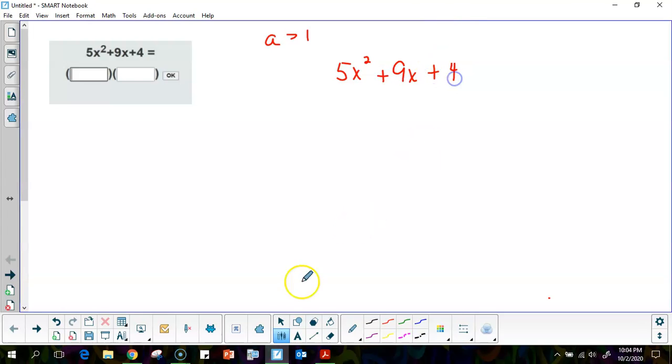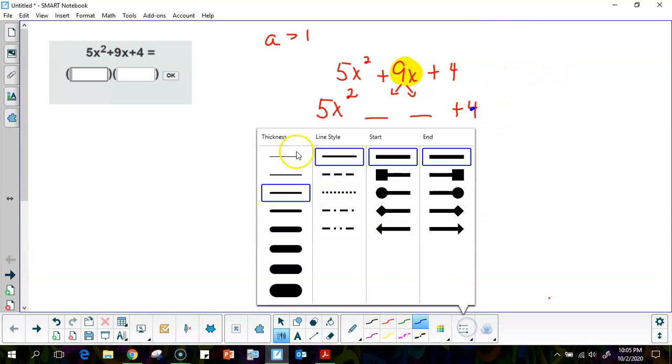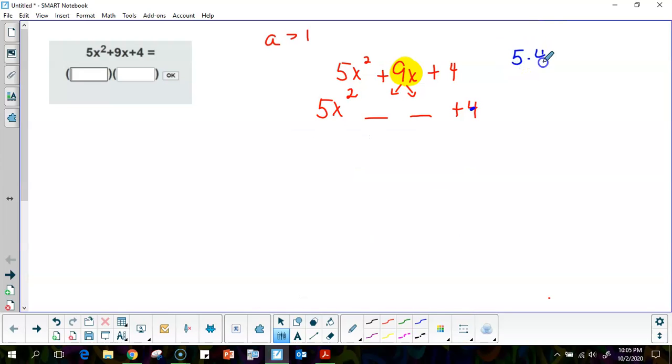Let me rewrite this. If you remember, I'm going to split this term right here into 2 terms. So I'm going to be rewriting the whole thing, and the middle term is going to be split into 2 terms that add up to the middle term. We have to figure out what these 2 terms are, and here's how we do that. We multiply the 5 times the 4, the leading coefficient, the a, times the last number, our constant. 5 times 4 is 20.